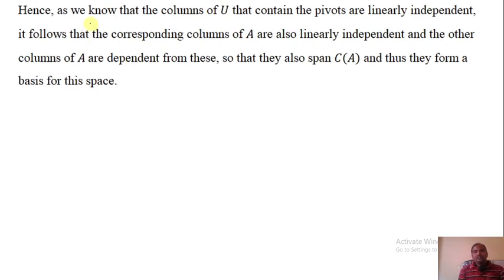Hence, we observe here that the columns of U that contain the pivots are linearly independent. It follows that the corresponding columns of A are also linearly independent, and the other columns of A are dependent on these. Using row echelon form does not change which columns are linearly independent and dependent. So they also span C of A, and thus they form a basis for the space. That means the pivot columns, corresponding columns of A, form the column space of A.